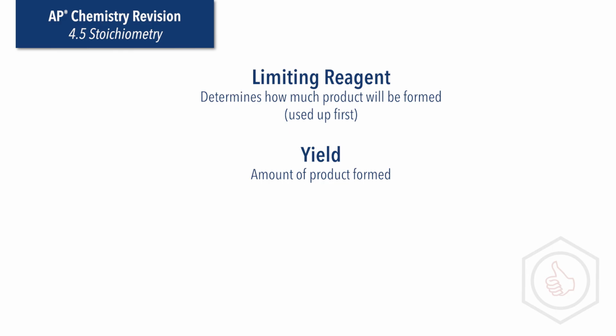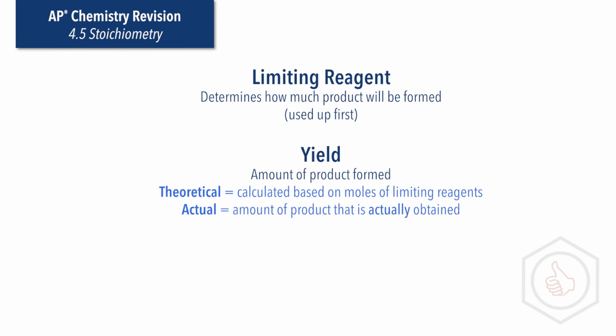A theoretical yield is calculated from the moles of limiting reagent. It is the maximum theoretical amount of product that can be formed based upon the amount of starting reactants, or limiting reagent. Remember, it is theoretical, and this amount is never actually obtained. The actual yield is the amount of product that you do obtain or isolate in a reaction.